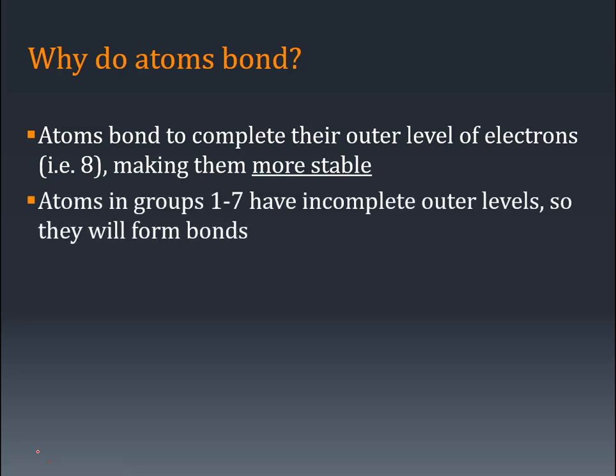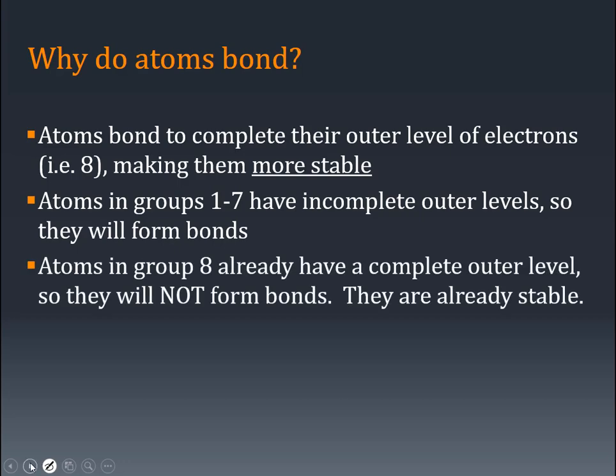So we know in groups 1 through 7, they have incomplete outer levels. Either they have too many electrons and they're up too far, or they don't have quite enough and they need to get a few more electrons to fill their energy level. The ones in group 8 already are complete. They don't need any more. That's the noble gases, remember, and the noble gases do not form bonds. So we don't worry about the noble gases here, but the other 7 groups will bond.